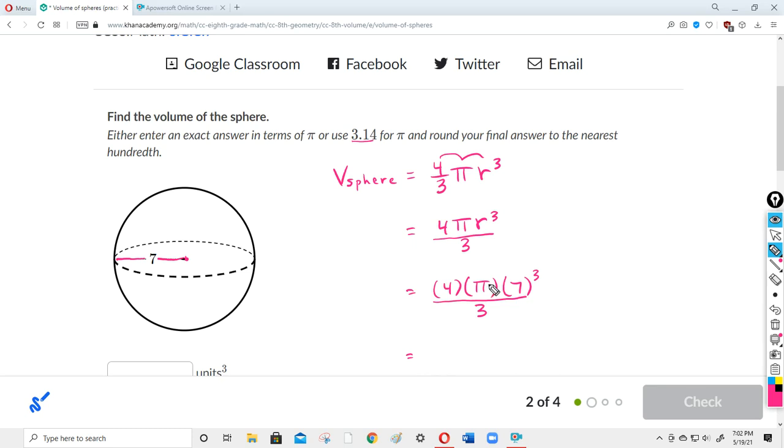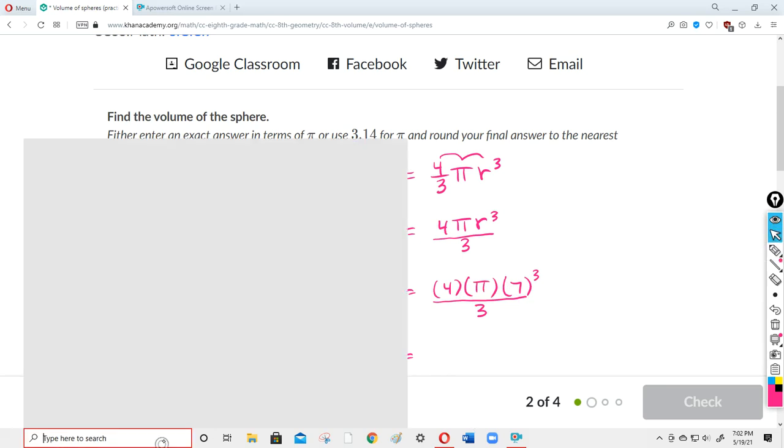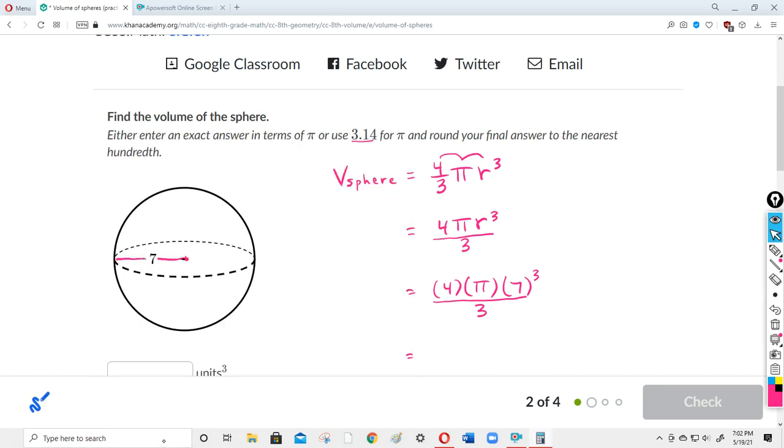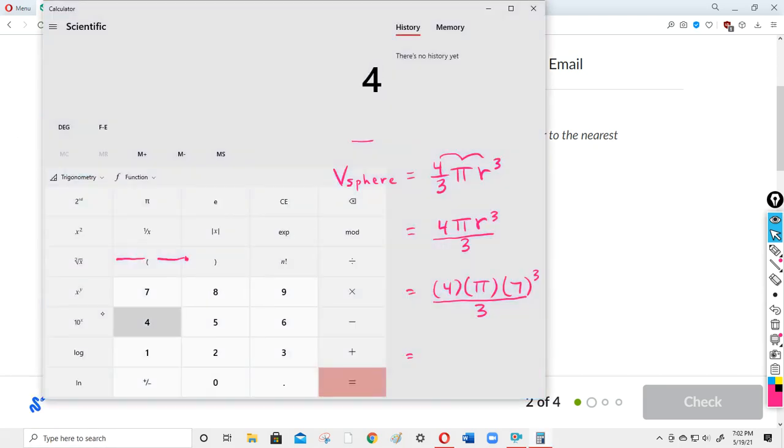Okay, remember, I'm going to leave pi alone, so I'm just going to multiply 4 times 7 to the third on the calculator. I'm going to do 4 times 7, and this x to the y button, that's your exponent. I want the third power, so I'm going to hit this to the third power. That makes it 7 to the third, and hit equals. I get 1,372.